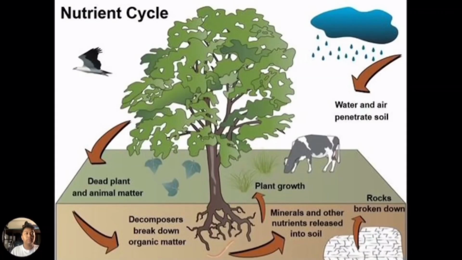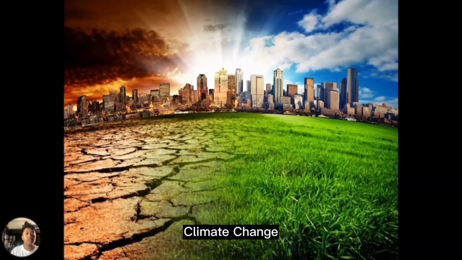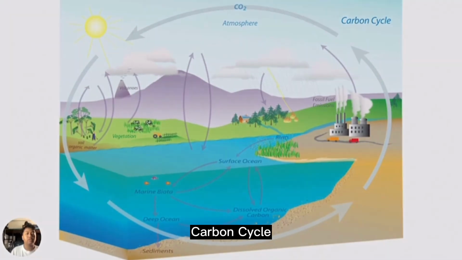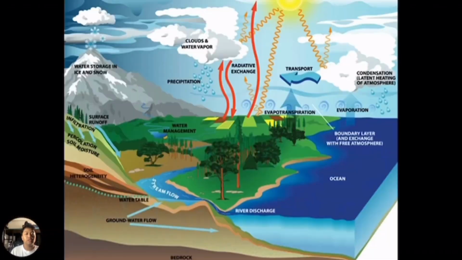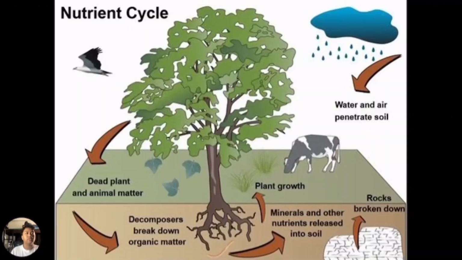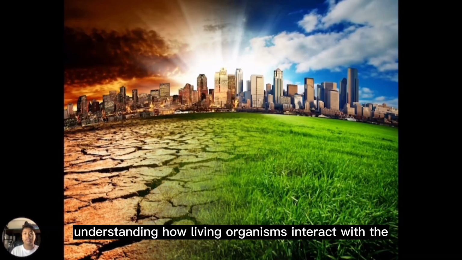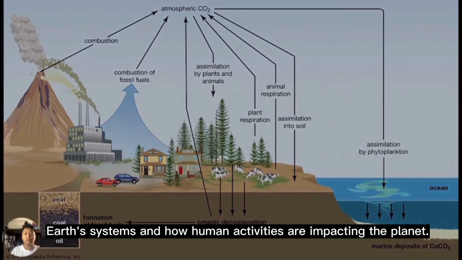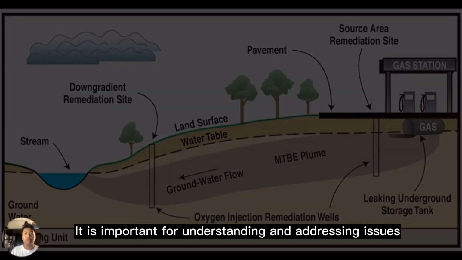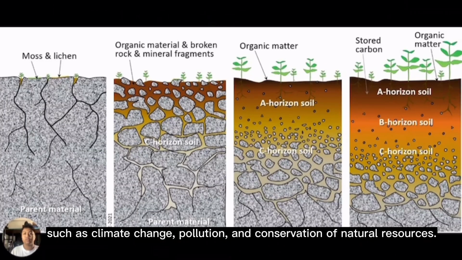Key areas in biogeochemistry include nutrient cycle, soil formation, climate change, carbon cycle, biogeochemical cycle, bioremediation, and climate biosphere. Overall, biogeochemistry is a crucial field of study for understanding how living organisms interact with Earth systems and how human activities are impacting the planet. It is important for understanding and addressing issues such as climate change, pollution, and conservation of natural resources.